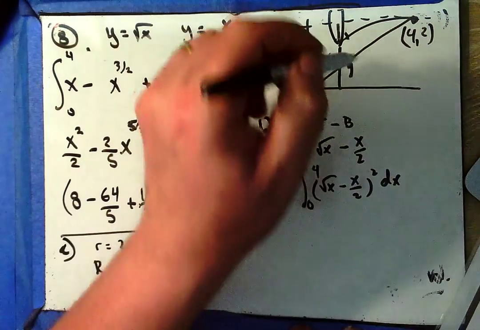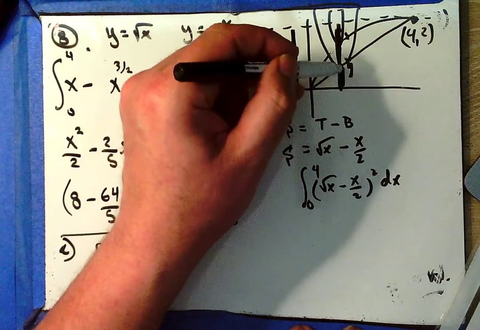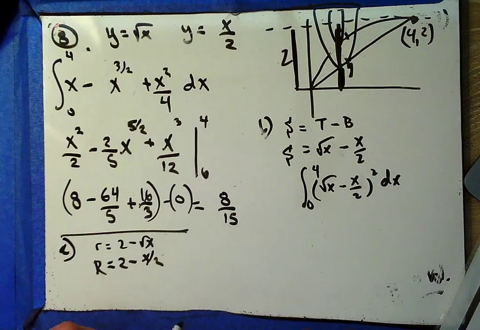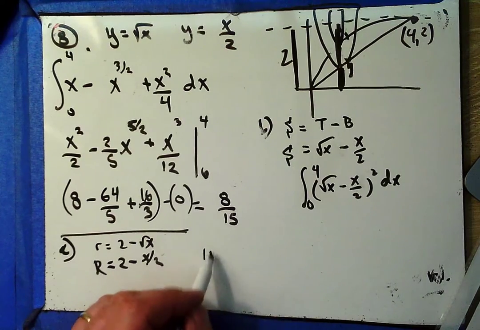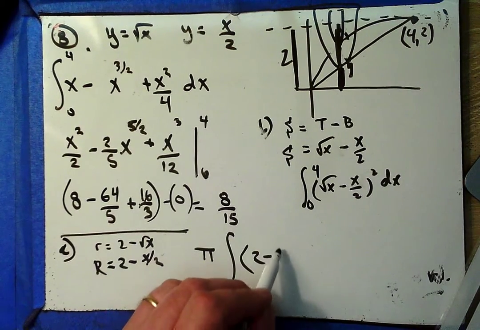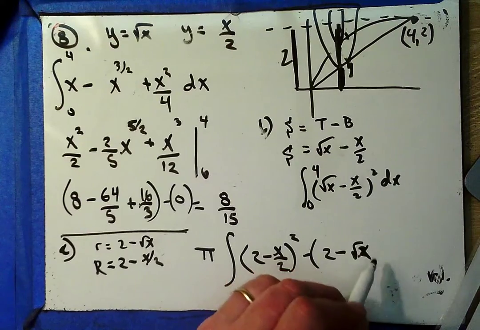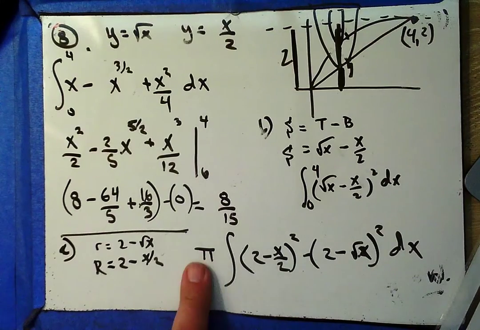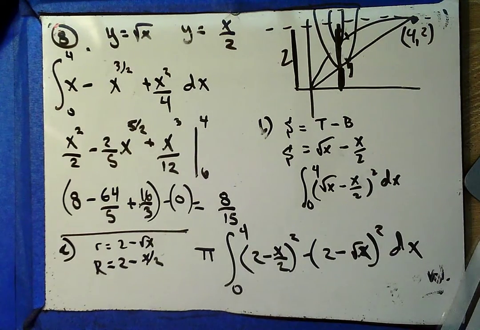The big radius, that's this distance, is 2 minus this y value, 2 minus x over 2. And we're getting washers, so don't forget the pi out in front. 2 minus x over 2 squared minus 2 minus root x squared dx. Big R squared minus little r squared times pi, and we're integrating from 0 to 4. And this should be sufficient for us to earn our points for part C.